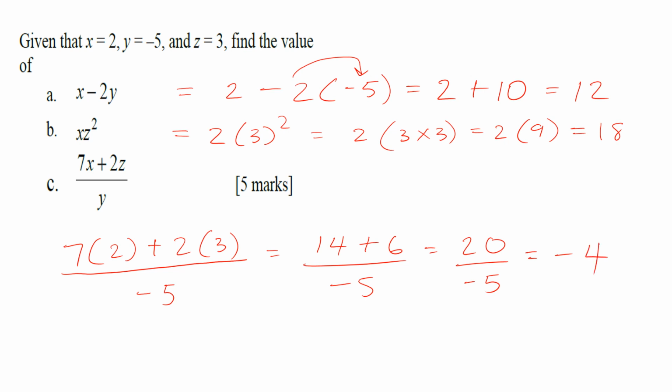So 5 into 20 goes 4. So the answer to the first one is 12, the answer to the second one is negative 18, and the answer to the last one is negative 4.